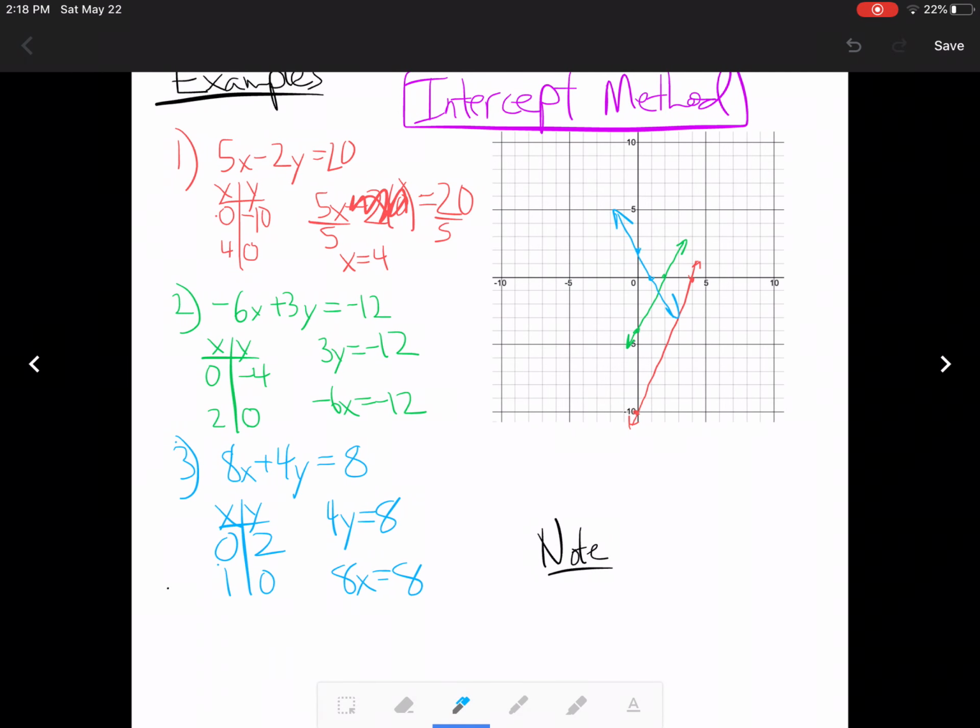So again, what we're trying to do is find some points, and we're finding the easiest points possible. We're letting x and y equal 0. When that's the case, it's just a simple one-step equation. But we're doing a little extra work to get that one-step equation, but that's the goal here.